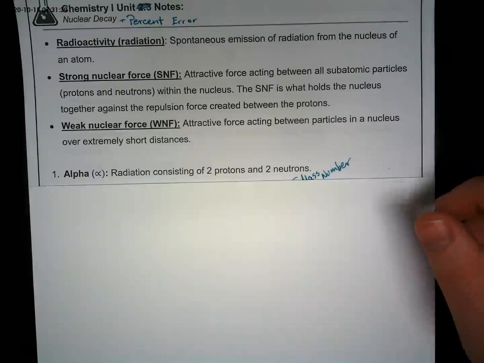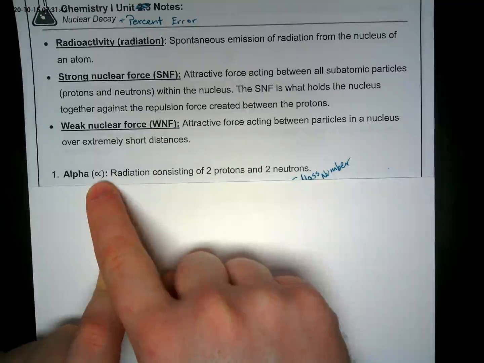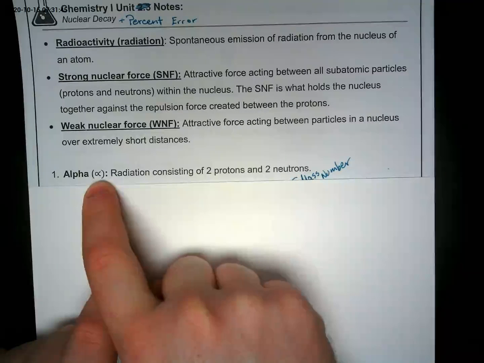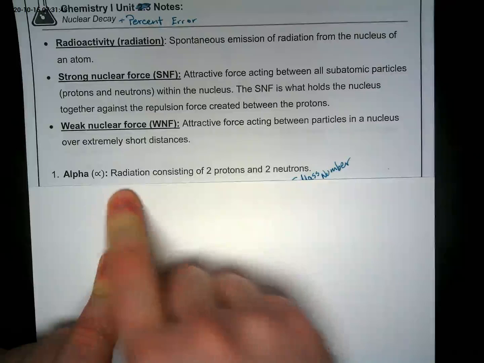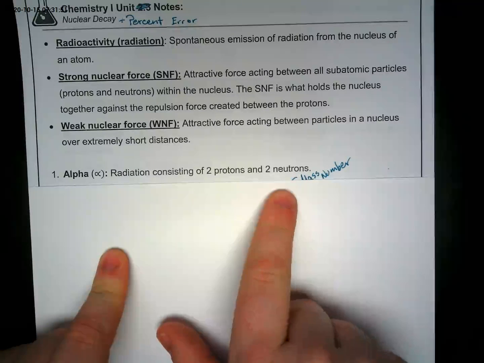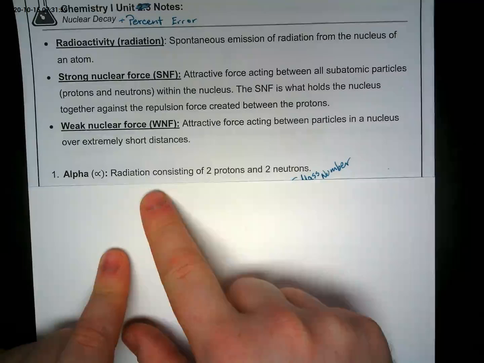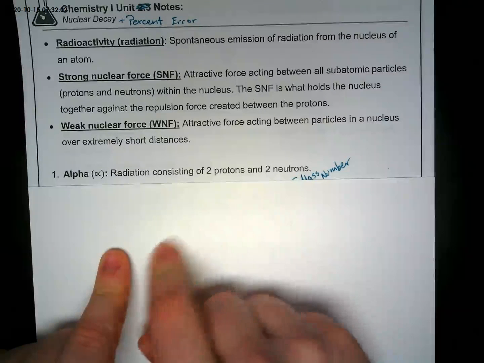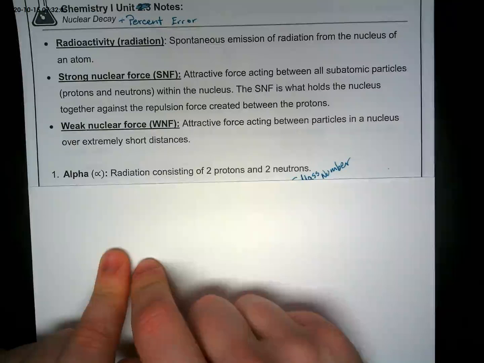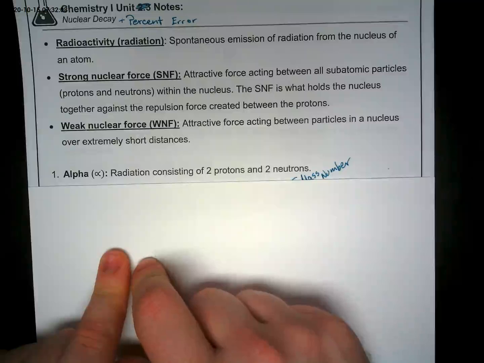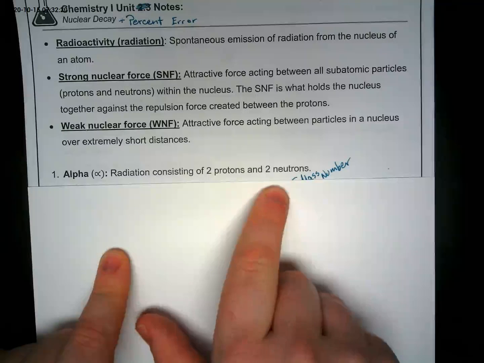So you have what's called alpha radiation. Alpha radiation is denoted simply with alpha, the Greek letter. This is radiation consisting of 2 protons and 2 neutrons. So what does that mean? Well, that means an atom is going to lose 2 protons and 2 neutrons. Now, why would it do that? We don't get into exactly why it does that, at least in this class, but what you need to know is that it does happen. Now that we know it does happen, we understand what's at stake here.